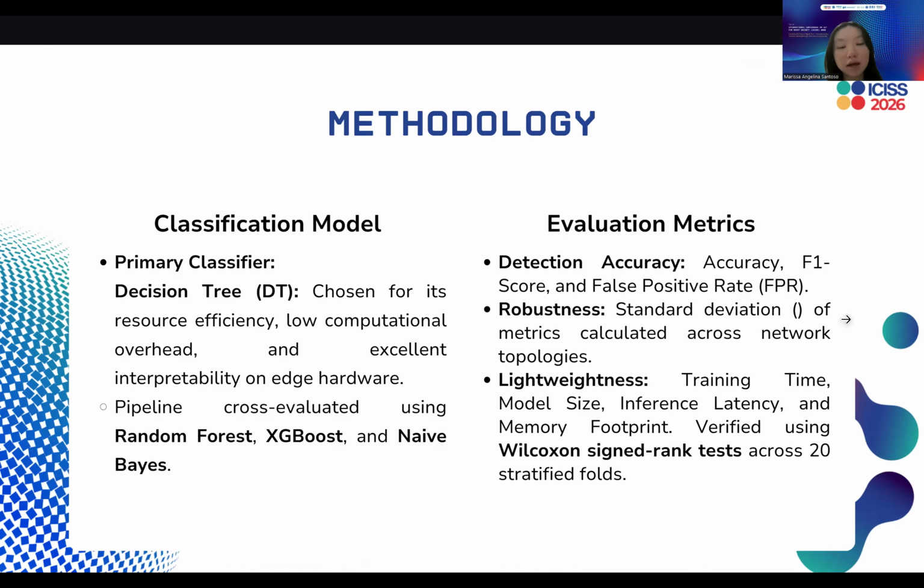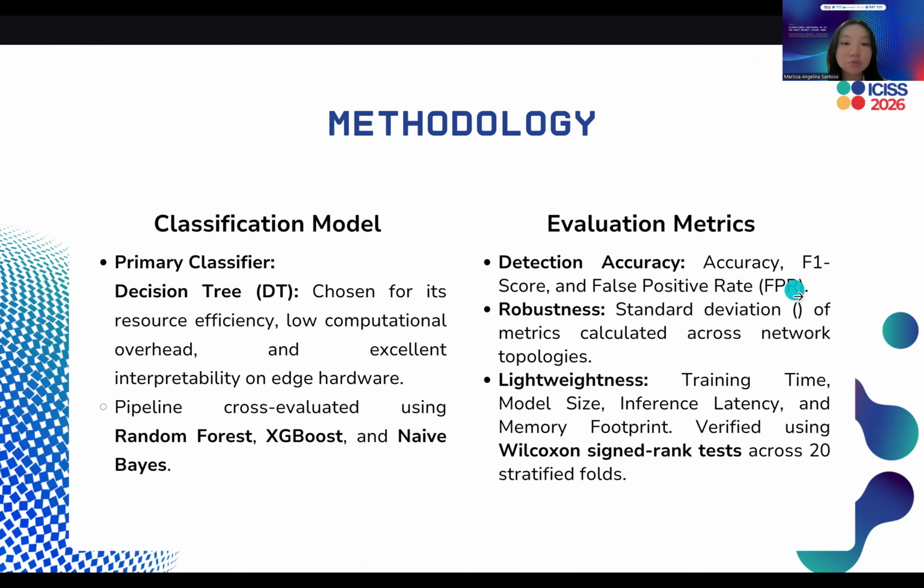For evaluation, we look at three angles: detection accuracy, with accuracy, F1 score, and false positive rate. And the second one is robustness, with the standard deviation of those metrics calculated across network topologies. And the third one is the lightweightness, with training time, model size, inference latency, and memory footprint, verified using the Wilcoxon signed-rank test across 20 stratified folds.